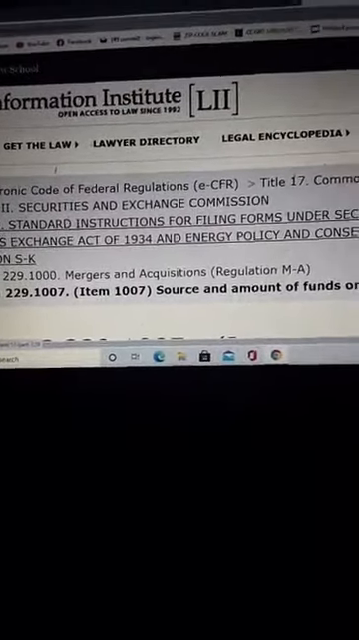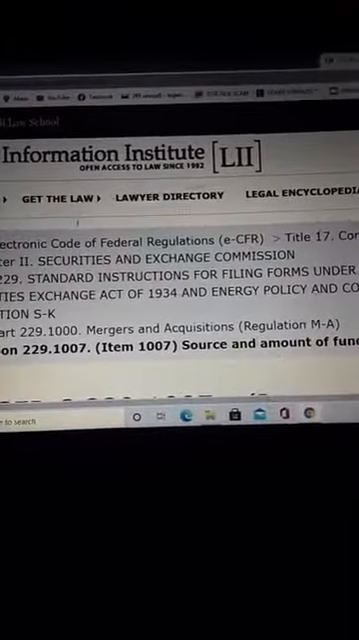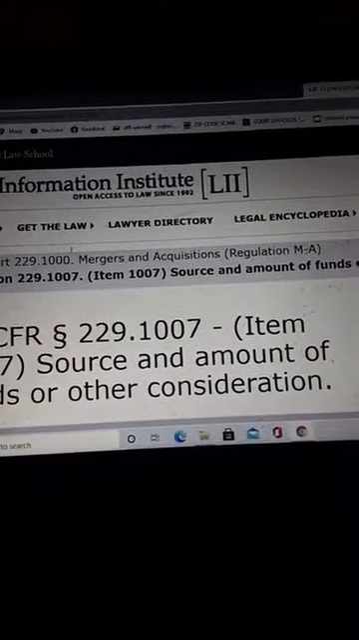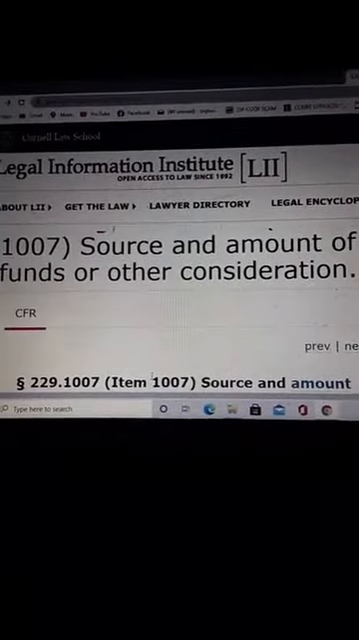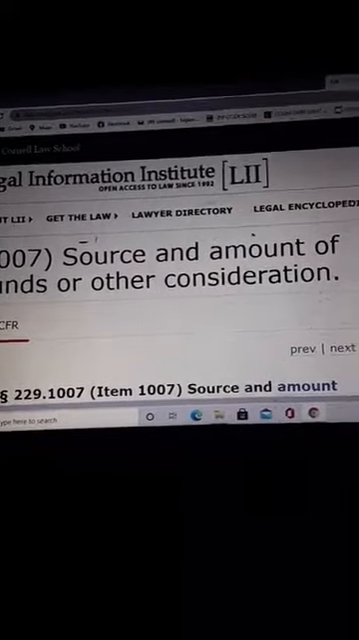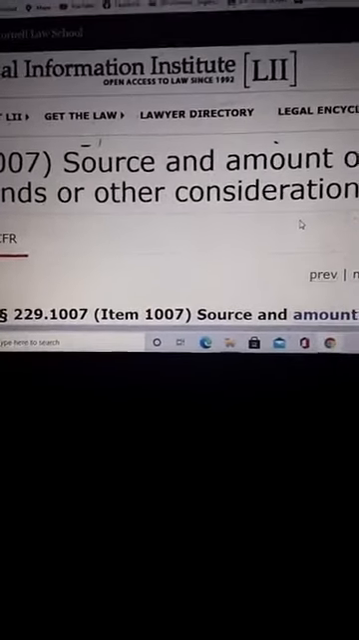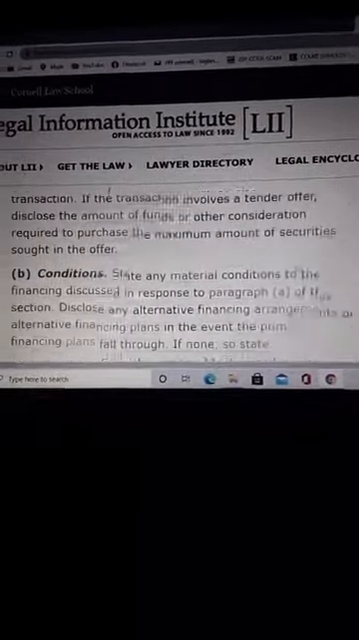Under the Securities Exchange Act. Remember, we just spoke about the word American. I doubt you're going to find American in their sources. But this particular thing says source and amount of funds or other consideration. Source and amount of funds or other consideration. And this section is going to have source of funds, state the specific amounts and stuff.